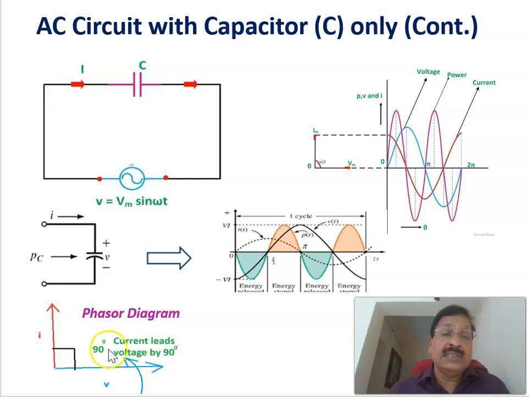Again, this is the phasor diagram. You can see that the current vector is leading the voltage vector by 90 degrees, and the vector is rotating in the anti-clockwise direction. If 50 hertz is the frequency, that is 50 cycles per second.